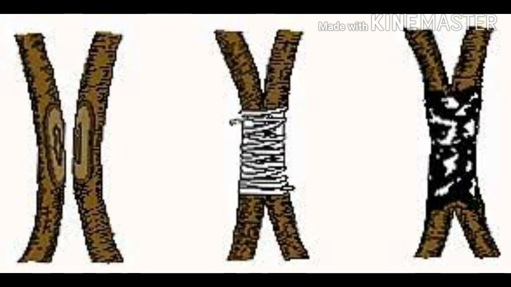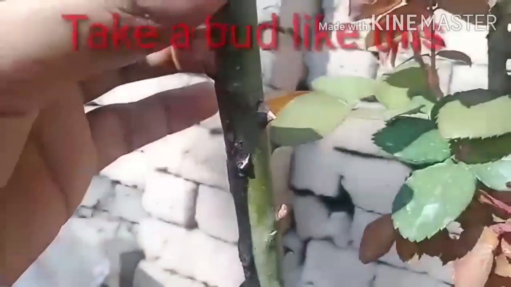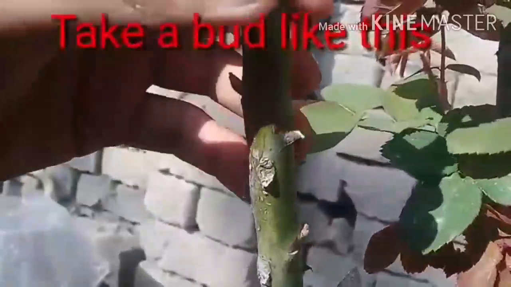Now we have learned layering and grafting. Next what we are going to see is budding. In budding, a bud of a plant is used. You can see more in the video. We are going to see how to bud a rose plant.